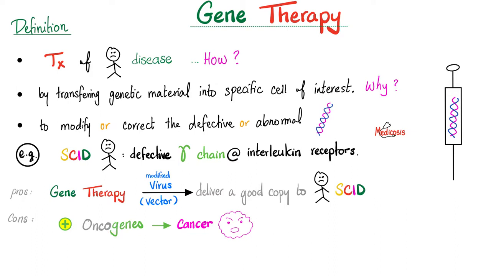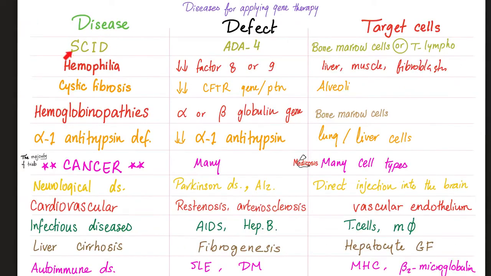The bad news is, in some but not all cases, gene therapy can activate oncogenes. What are oncogenes? Genes that cause genesis of oncology, i.e. cancer, such as leukemia. But SCID is not the only application for gene therapy. There are a gazillion diseases that can benefit from gene therapy. Each one has its own defect, and therefore the target cell is different.